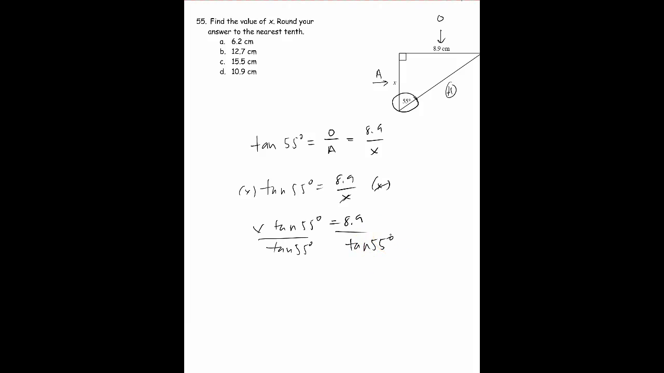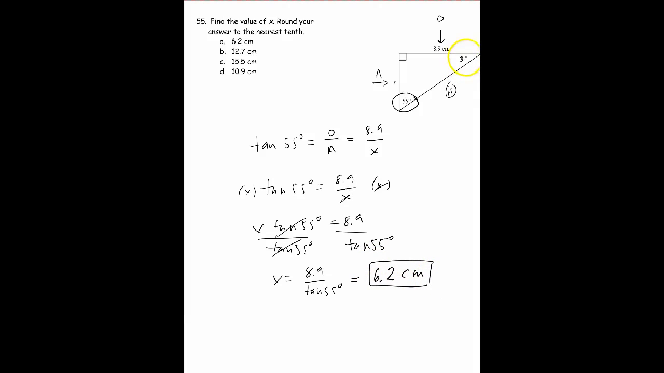It's a number, we just don't know what it is. Those are going to cancel, and then x is 8.9 divided by tan 55, and if you punch that into your calculator, you get approximately 6.2 centimeters. There's a couple things we can do to reasonableness check this.